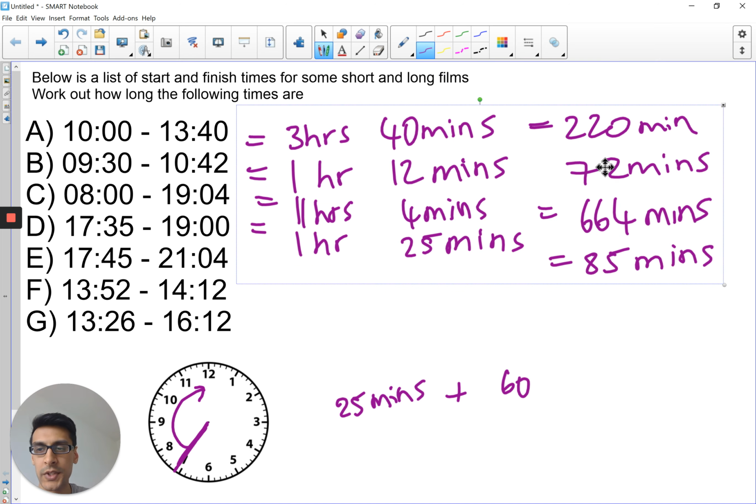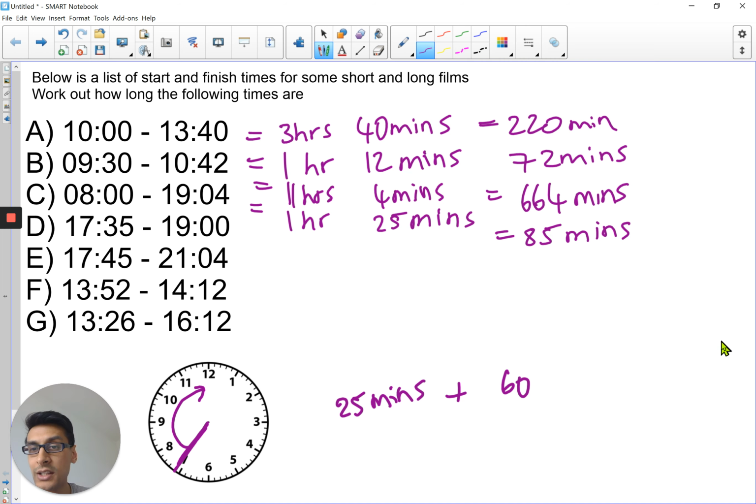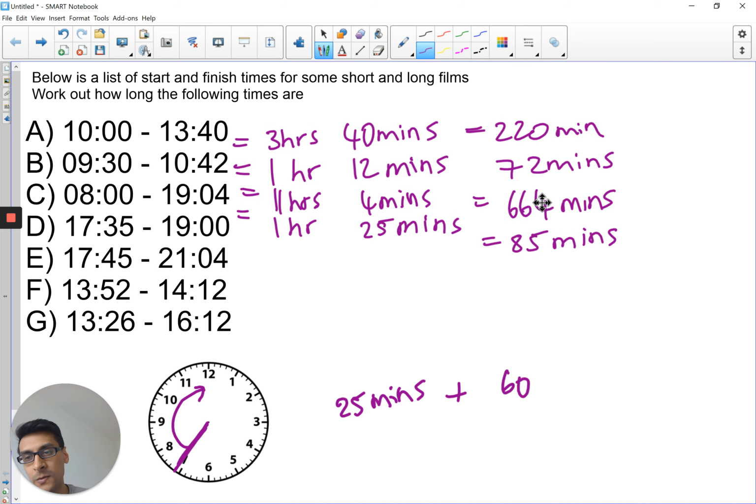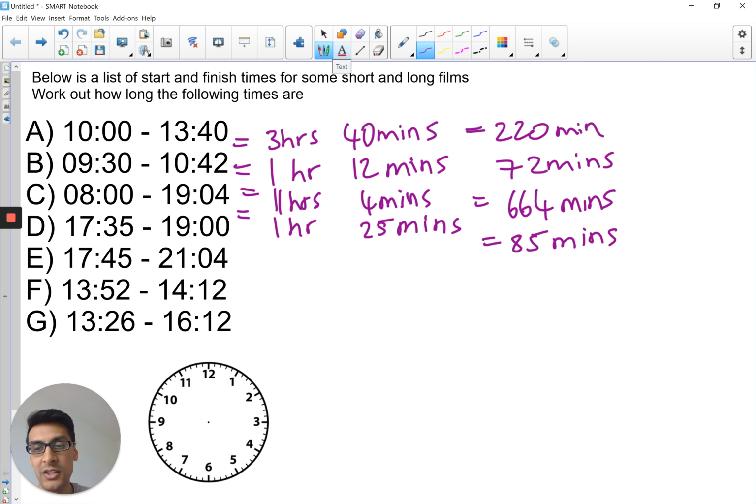Okay, so that is A, B, C, and D done. Question E, 1745 up to 2104. So again, 1745 up to 1800 is 15 minutes, and that brings you to 6 o'clock. You may be able to just do this one in your head though, so I'm not expecting you to write all the working out like me for this specific question.